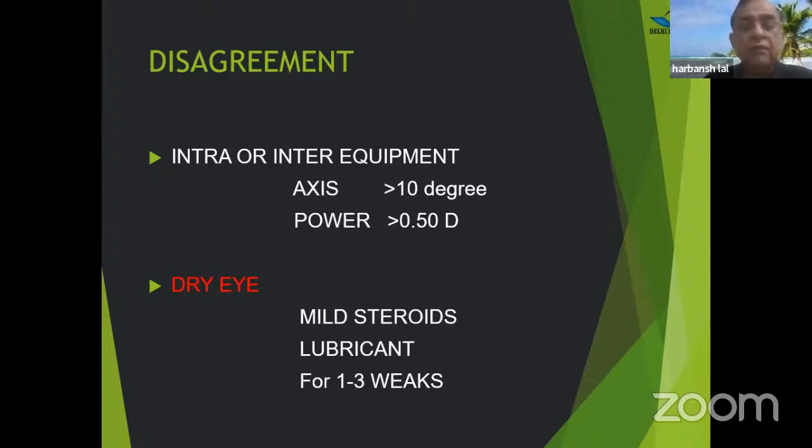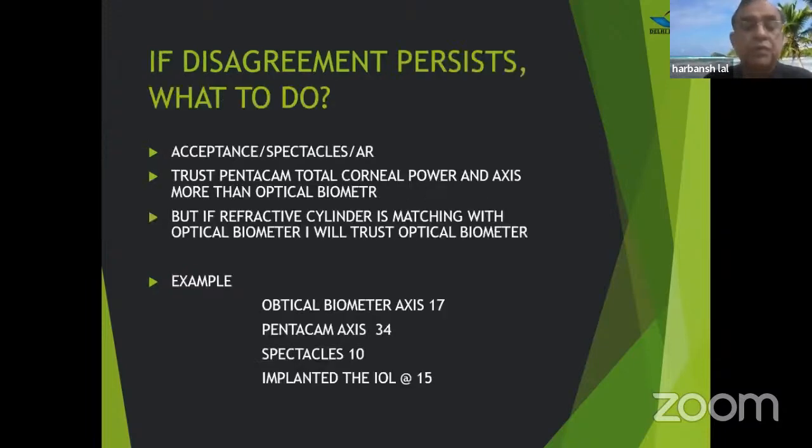Most of the time, wherever I have gone wrong, it is because initially the astigmatism was entirely different. When the patient was operated, he was on a steroid and lubricant, so his corneal astigmatism was entirely different. It will not be out of place, if the patient is not very far from your place, to treat the patient with a mild course of lubricant for 1 to 3 weeks before you decide about the keratometric values. So if disagreement persists, what to do?